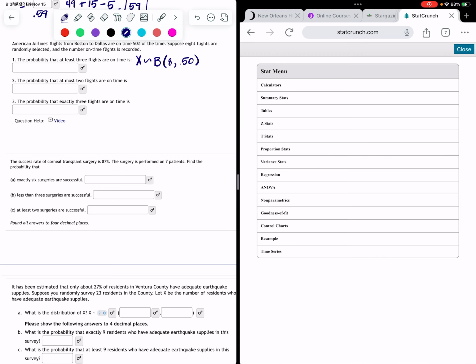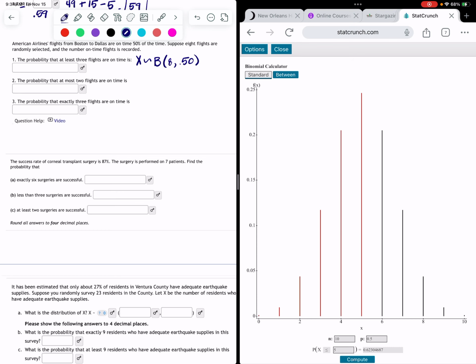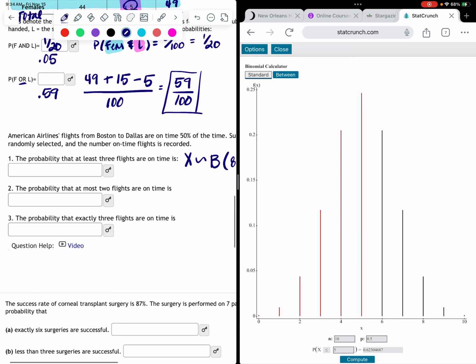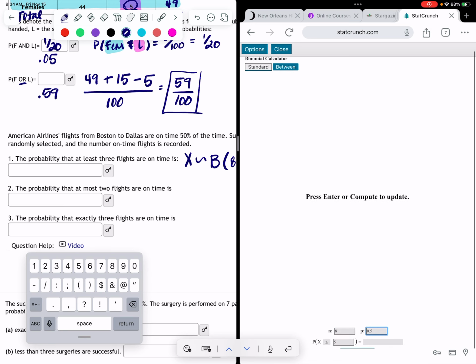So I'm going to go to Stat, Calculators, Binomial. Now, my n is 8. My p is 0.5, that's okay. Now I need to decide what my bottom line is going to say.